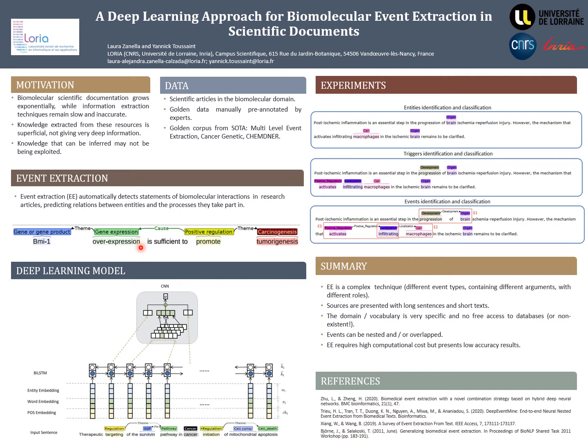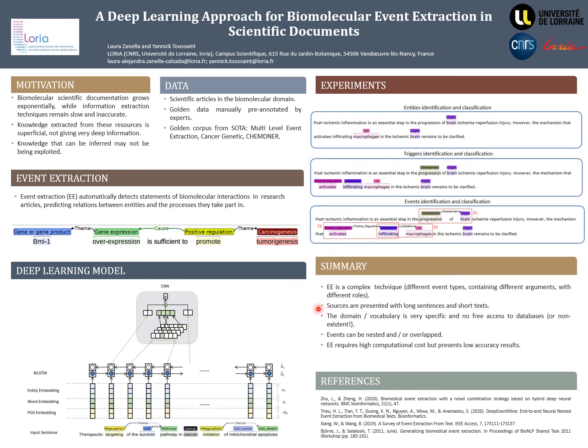So to develop this type of technique, we need to develop a deep learning model, and we have some golden data as input data, which is going to be submitted in this case to a bidirectional long short-term memory layer connected to a convolutional layer. And what the model is doing can be divided in three main stages. Firstly, identifying the entities, then identifying the triggers, and finally identifying the events.